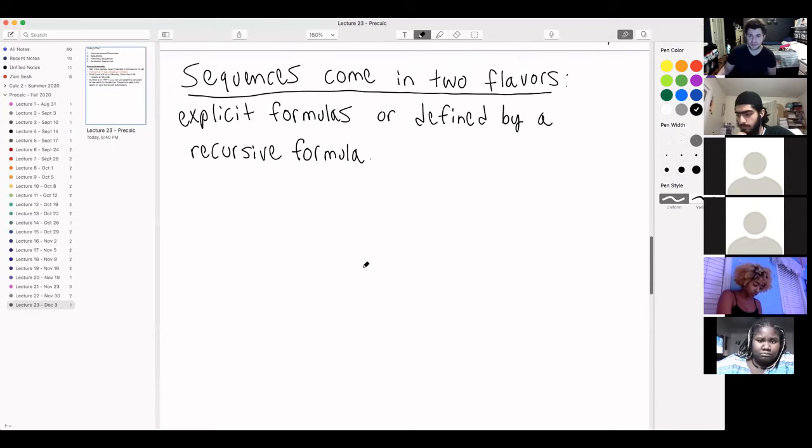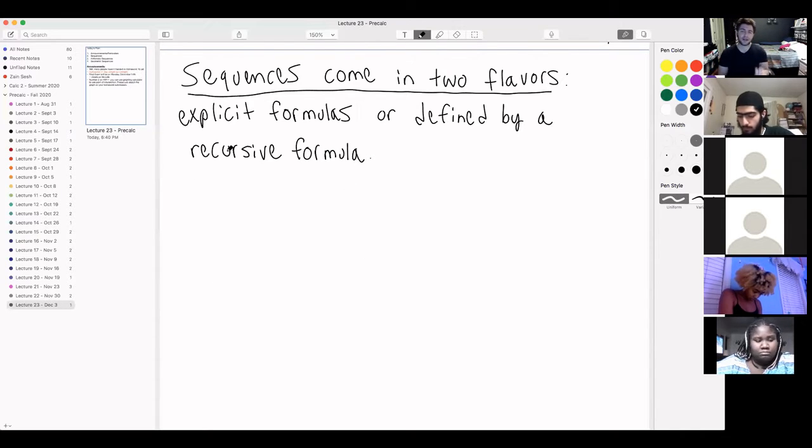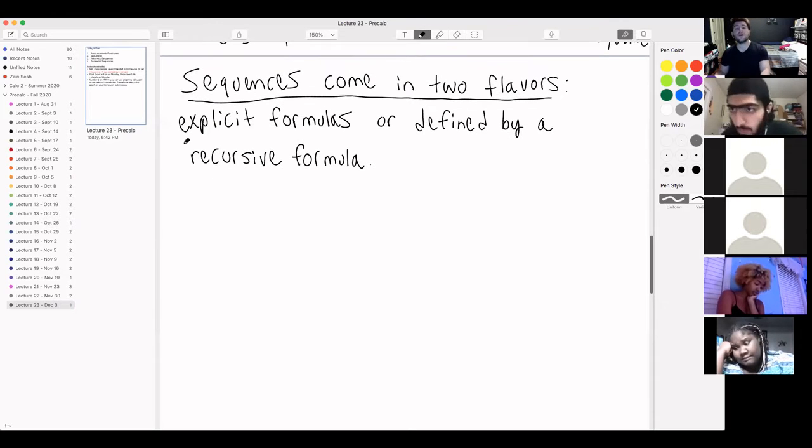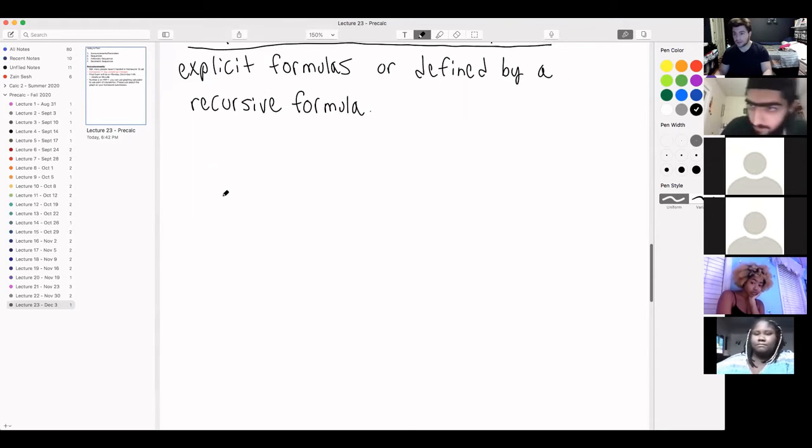So if you're into computer science and coding, the recursive formula has to do with something called recursion, which is a concept in computer science and coding. If you're familiar with that term, you'll see the similarities between recursion and recursive formula. All right, so let's just talk about explicit formulas first.